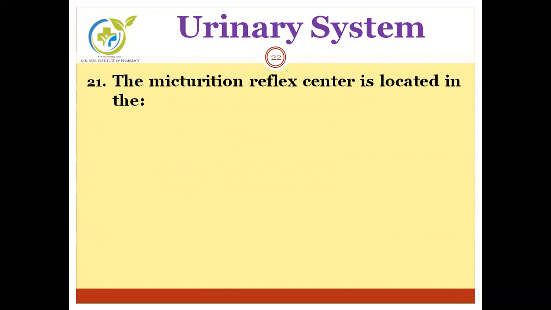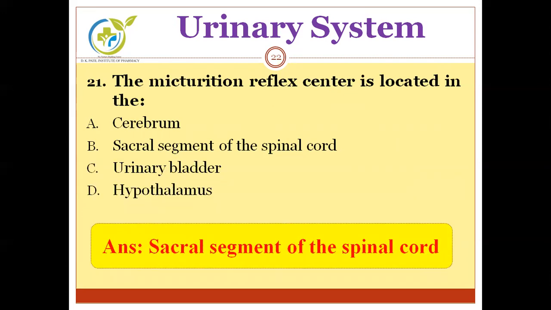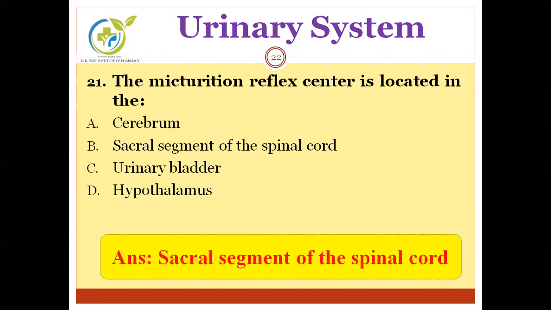The micturition reflex center is located in. Options are cerebrum, sacral segment of spinal cord, urinary bladder, hypothalamus. We have to find out where the micturition reflex center is located. And the correct answer is the sacral segment of the spinal cord.